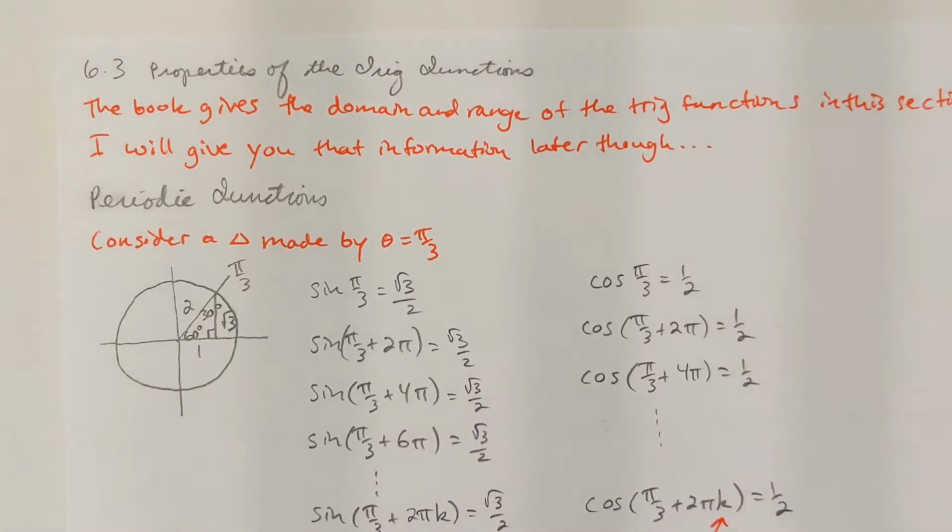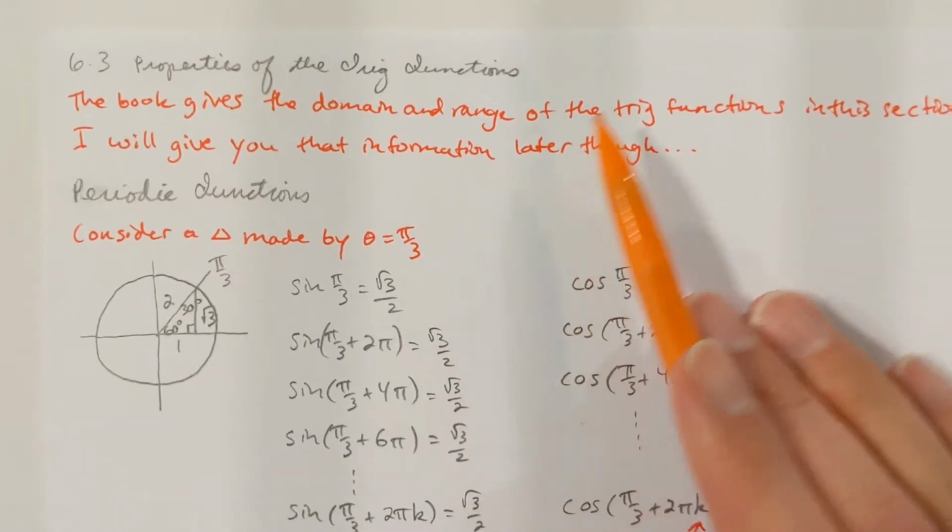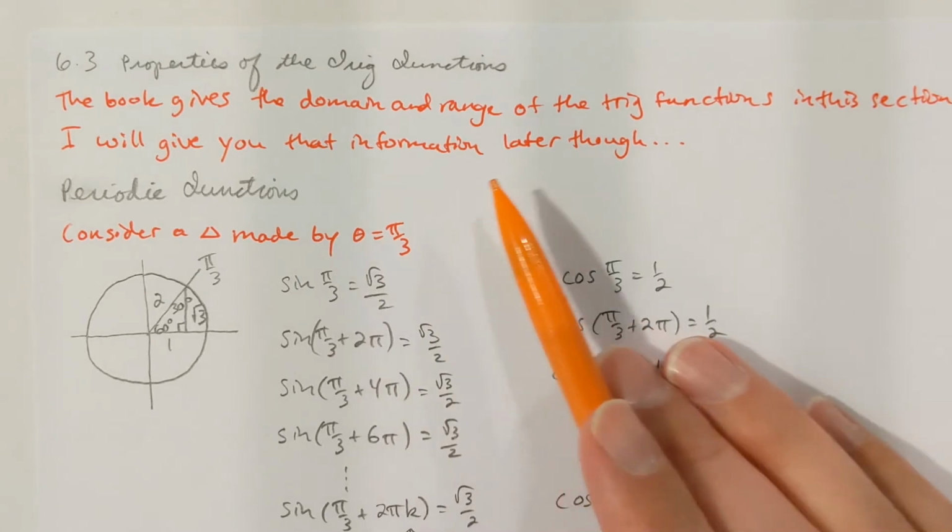Okay, in this section we're going to talk about properties of trig functions. We're in section 6.3. More specifically, we're going to look at periodic functions, some identities, and then we'll talk about even and odd functions in this section. The book talks about domain and range of the trig functions. I was going to hold off on that though until later.